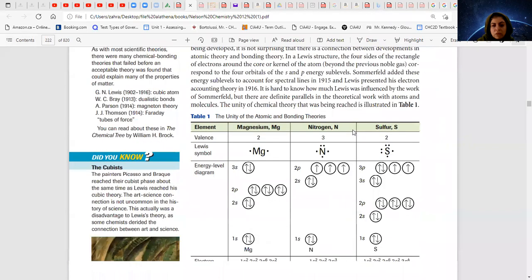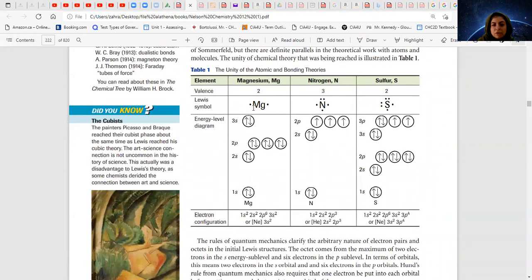So here again Mg. For Mg we have 2 valence electrons. If you want to do the electron configuration, the energy level diagram, we did discuss that before. The same thing for Na. Here we have 3 lone pairs, and here are 2 lone pairs. And we did discuss the shorthand of how you write that.